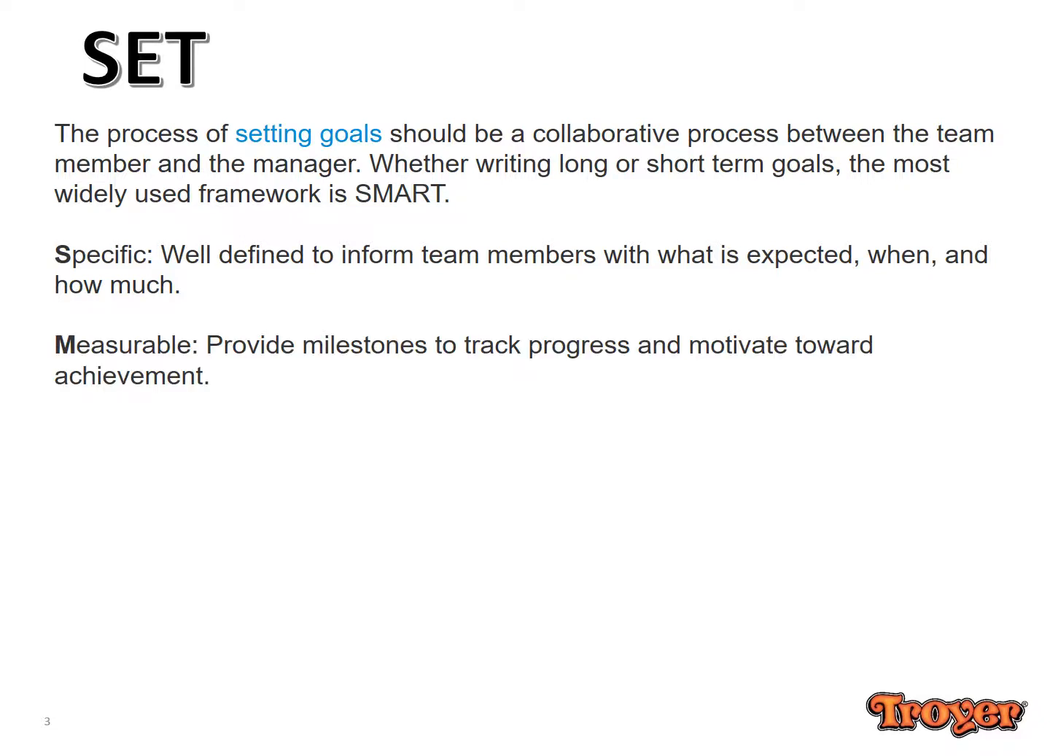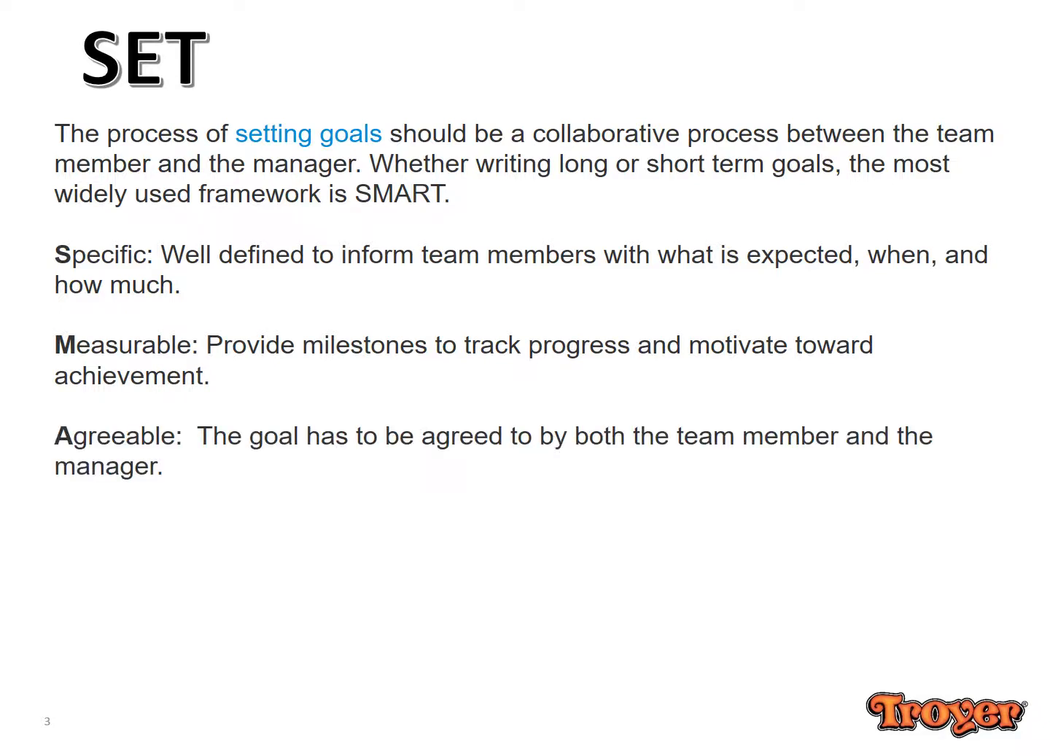The M in SMART means that it's measurable. A good goal is measurable. It provides milestones to track the progress and motivate towards the achievement. The A in the SMART goal is agreeable. This is sort of back to that collaborative process. It has to be agreed to by both the team member and the manager.